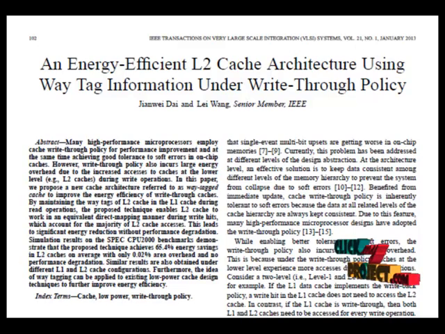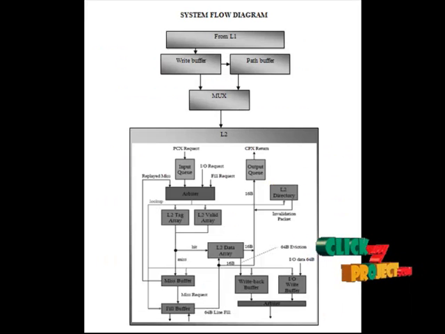Here, we propose a way-tagged cache that exploits the way information in the L2 cache to improve energy efficiency. We consider a conventional set-associative cache system, where the L1 cache loads or writes data from or into the L2 cache. All ways in the L2 caches are activated simultaneously for performance consideration, at the cost of energy overhead. Now I am going to explain the flow diagram of our project.